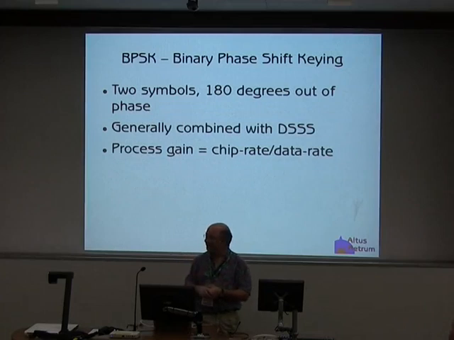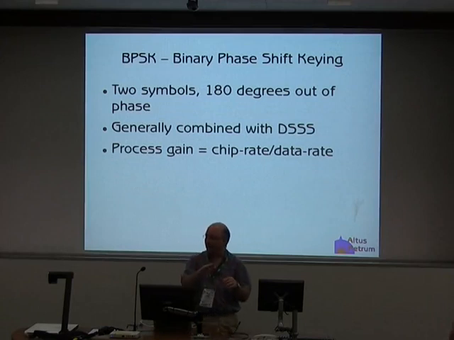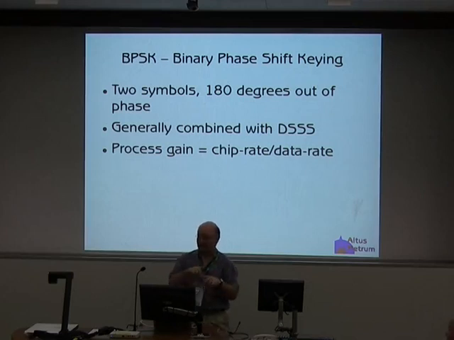Binary phase shift keying is almost always what we use with direct sequence spread spectrum. You just have two symbols at 180 degrees out of phase with each other. And so a 1 is this signal, and a 0 is this signal. And how do you tell the difference between those two? Well, you modulate them. So you're only interested in where the phase shifts. And that gives you a signal between 0 and 1, because you can tell where this phase shifts, but you can't tell what the current phase is very easily. The process gain of this, of course, is the chip rate over the data rate.